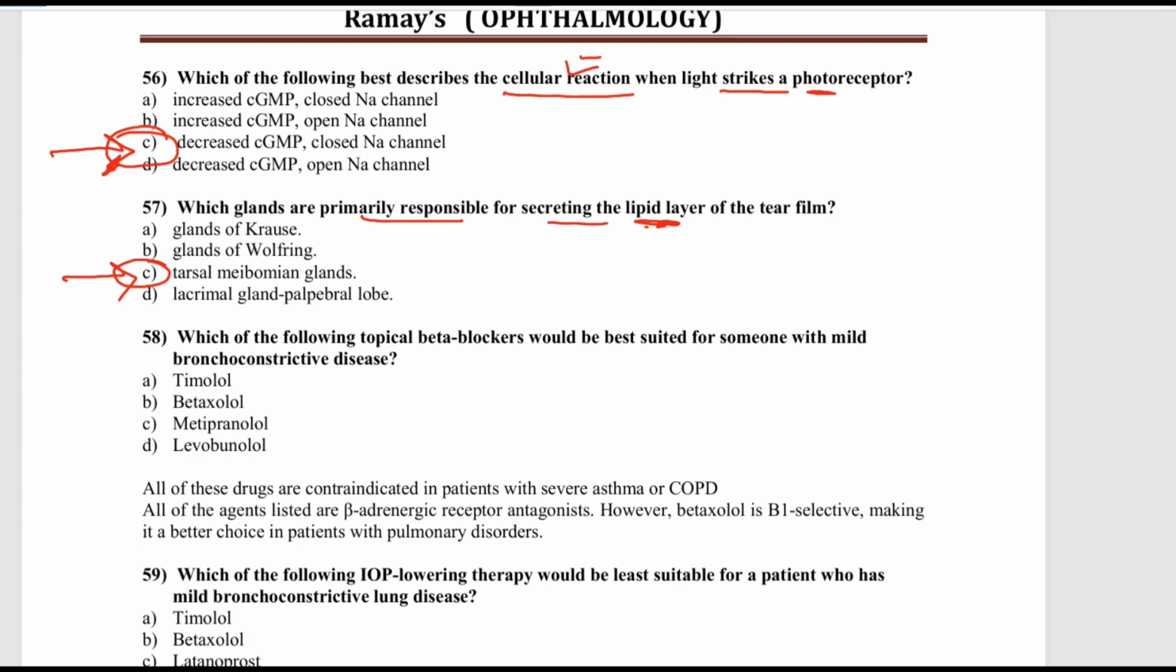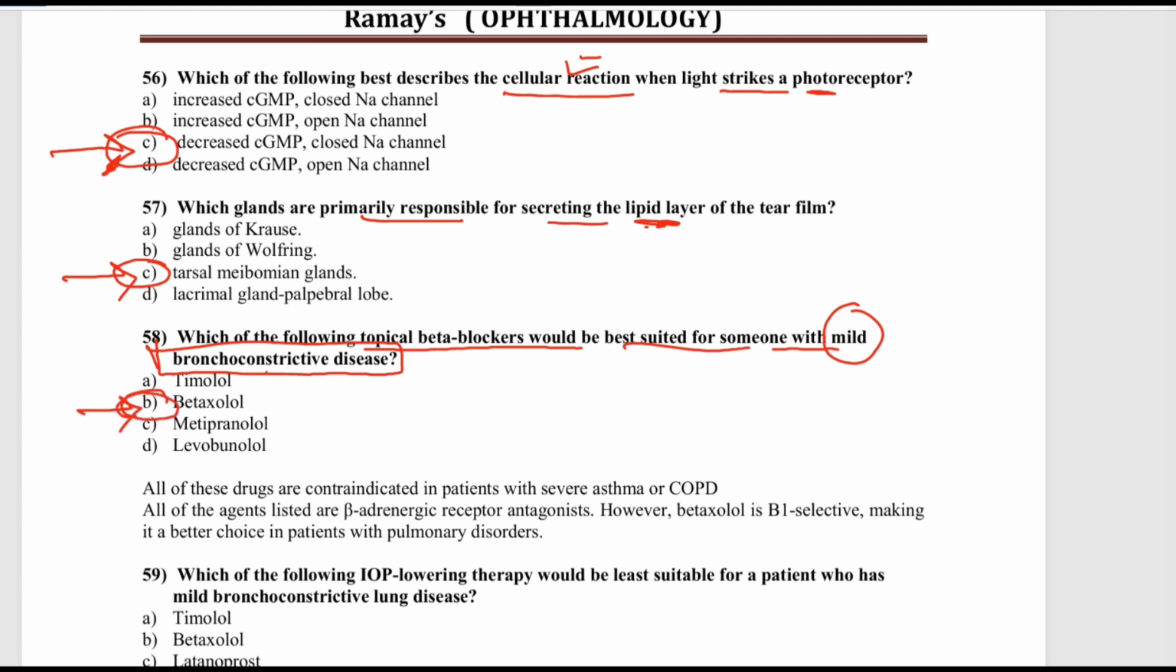The next question is, which of the following topical beta blockers would be best suited for someone with mild bronchoconstrictive disease? The options are timolol, betaxolol, metoprolol, levobunolol. So basically, all these are beta blockers. The correct option among these is betaxolol.